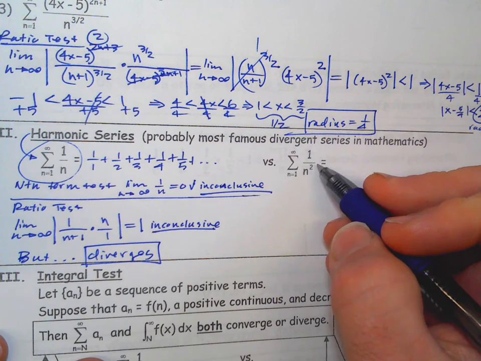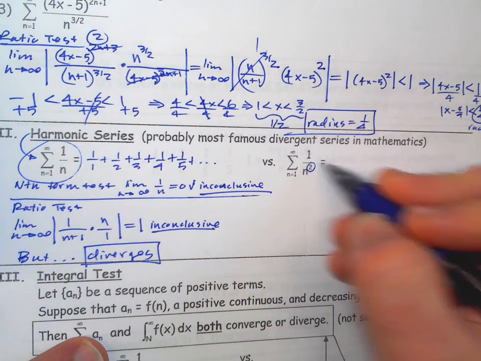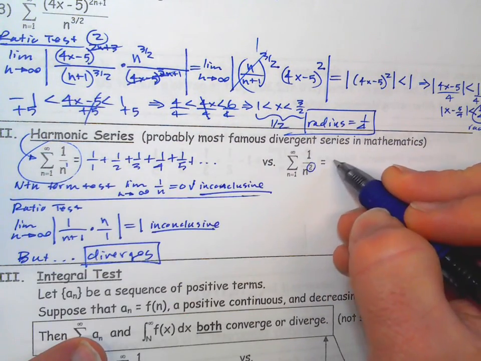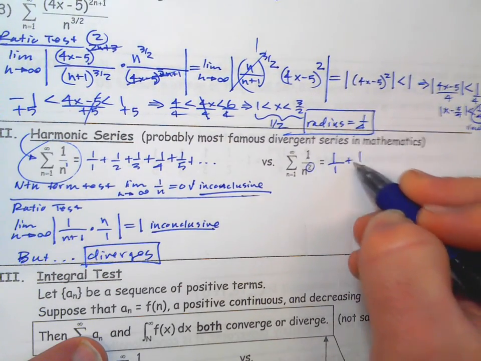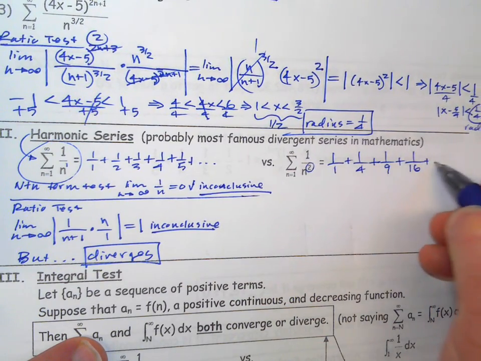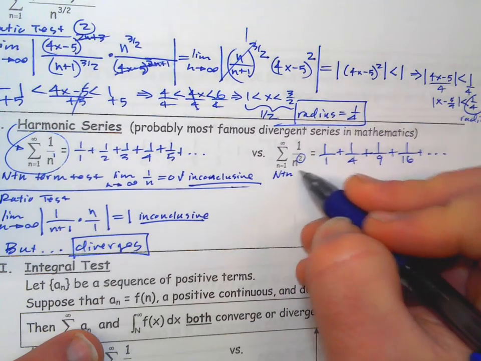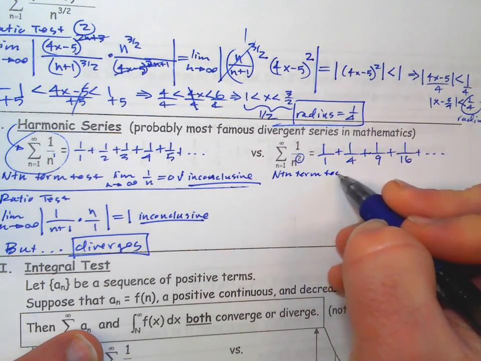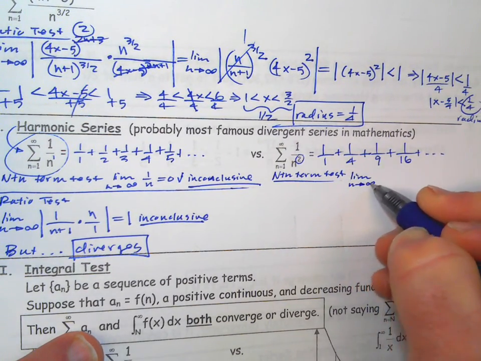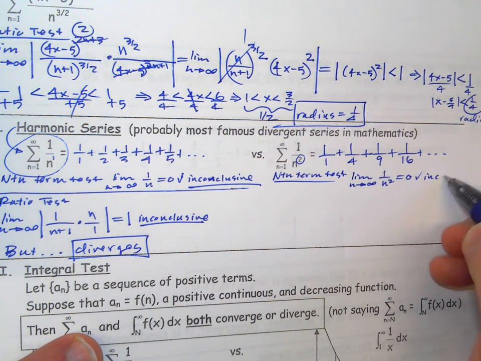Now here's another series that looks just like it. This is not a harmonic series, but it has a little extra squared here. So it looks very close to this, but this has a power 1, this has a squared. If you look at the terms, 1/1, 1/4, 1/9, 1/16, terms are getting smaller, right? If we were to do the nth term test, limit as n goes to infinity of 1/n squared, it would also give you 0, which is inconclusive.